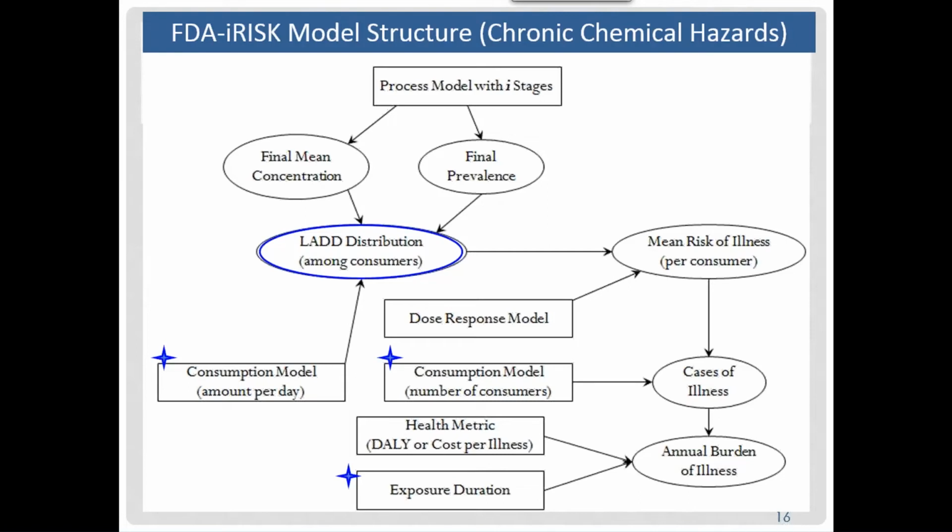And so Jane mentioned that we've conducted 2 peer reviews of the underlying model structures for both microbial and chemical hazards. The reviews cover the mathematical functions that connect the model inputs and the outputs. It is through the built-in model structures that FDA-iRISK automates part of the risk assessment process.